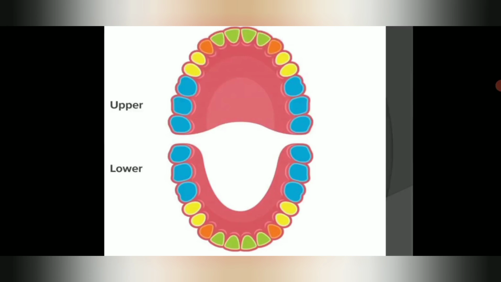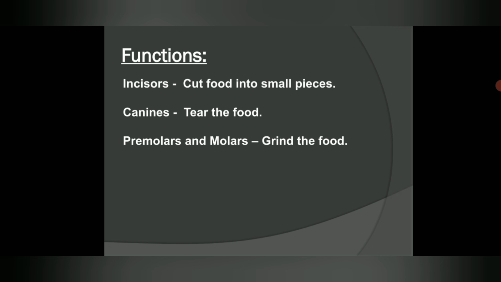Now let us quickly recall the function of each type of teeth. Incisors cut food into small pieces. Canines help in tearing the food. Premolars and molars are both involved in grinding the food. So this is all about human teeth.